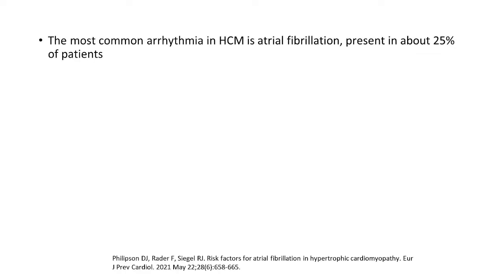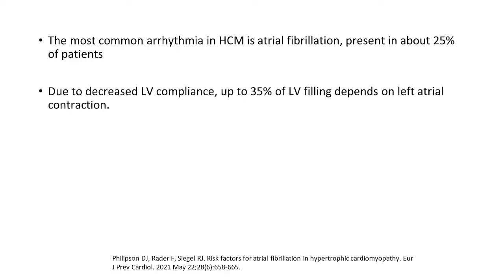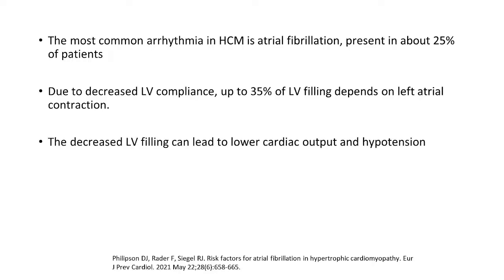The most common arrhythmia in HCM is atrial fibrillation. So what happens in HCM? There is impaired diastolic filling, so the ventricle depends upon atrial systole for ventricular filling. In atrial fibrillation, the atria is not contracting properly, so there is further reduction of preload. See, in this case, mostly 35% of LV filling depends upon LA contraction. Here the LA is not contracting properly. So an arrhythmia in HCM patients can be deadly because there is severe reduction of preload causing decreased cardiac output and hypotension.